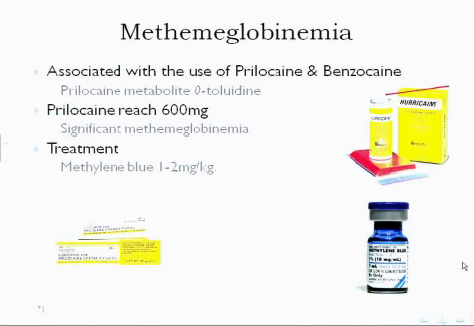Okay, benzocaine also will cause this problem. Okay, the way prilocaine causes it is that it produces a metabolite called o-toluidine, which is what binds and causes methemoglobinemia.